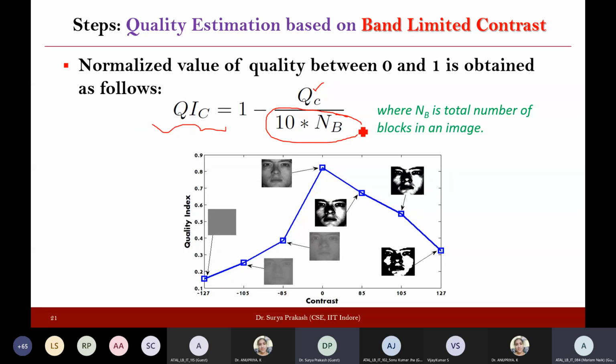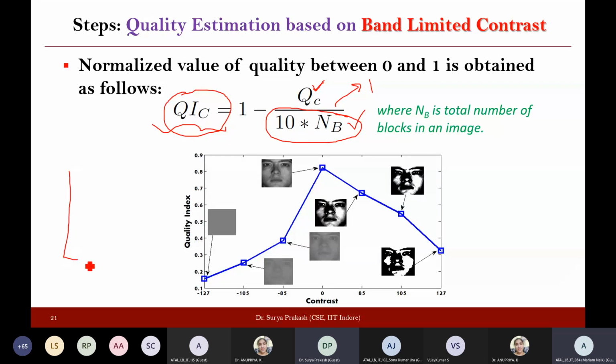So let us examine the two extreme cases. One where QC is equal to the denominator, right? That means all the blocks in your image that you considered, all the blocks are 1. Right? That means all the blocks are poor. All the blocks have poor contrast. So in that case, QC and the denominator will be the same. So this ratio will be 1 total, and 1 minus 1 will be 0. So that means the quality will be bad.